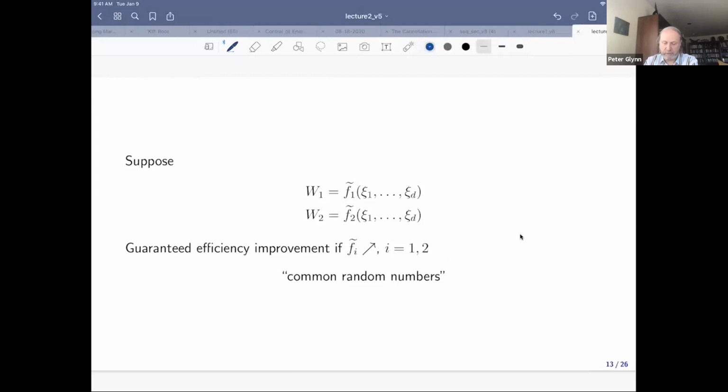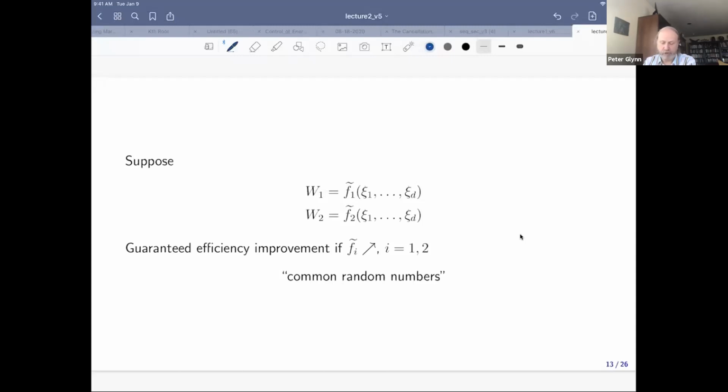So here's a setting where it's relatively easy to do. So imagine that W1 and W2 are monotone functions of some input randomness, C1 through CD, where the f tilde 1 function and f tilde 2 function are both monotone in the same direction. So in other words, if you look at f tilde i as a function of its d coordinates, the f tilde i's are monotone in each of the different coordinate variables.